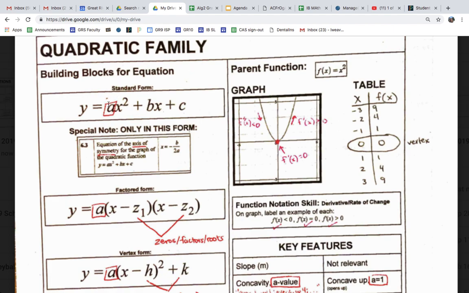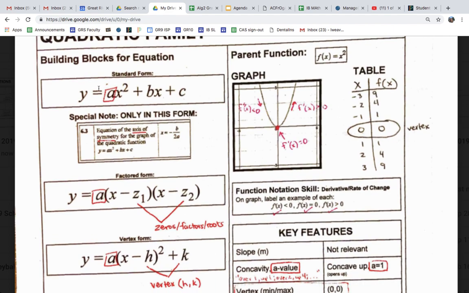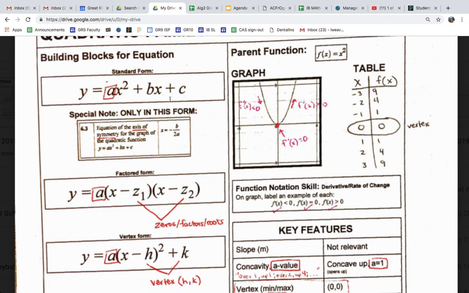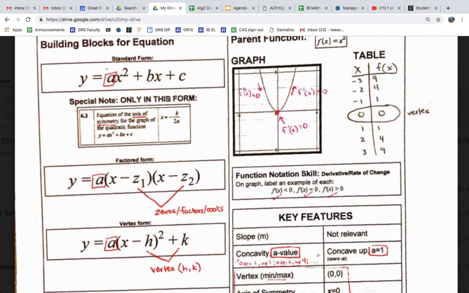So I think you're familiar mostly with standard form where you have ax squared plus bx plus c. And you can find the x-intercepts from this using the quadratic formula. I won't sing to you in this video.